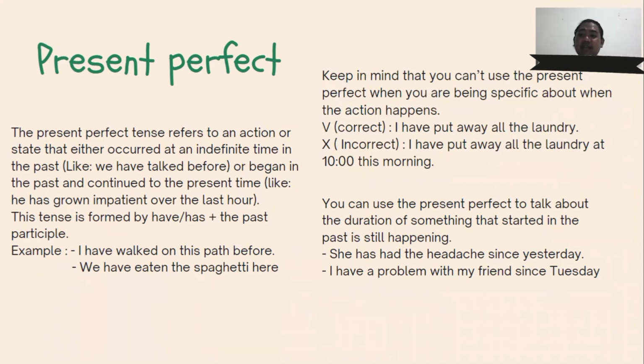Keep in mind that you can't use the present perfect when you are being specific about when the action happens. There are two examples, correct and incorrect. The first is the correct one: I have put away all the laundry. And the incorrect one is: I have put away all the laundry at 10 o'clock this morning. You can use the present perfect to talk about the duration of something that started in the past and is still happening. She has had the headache since yesterday. I have had a problem with my friends since Tuesday.